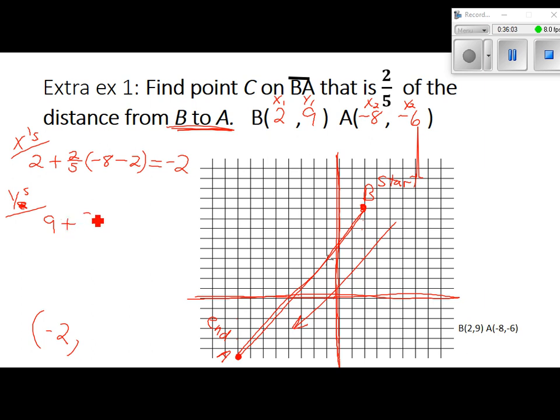What's our fraction? 2/5. What's our y sub 2? -6. What's our y sub 1? 9. I got 3. I got you. Can I use the ruler?